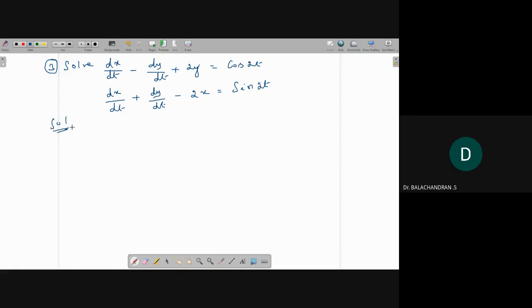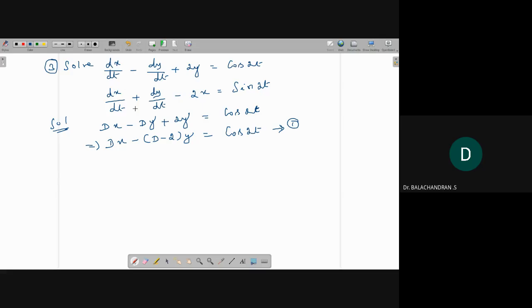Solution. Just rewrite this equation: Dx minus Dy plus 2y equal to cos 2t. Here you have Dx. I'll take minus y commonly: Dx minus (D minus 2) into y equal to cos 2t. This is equation 1.